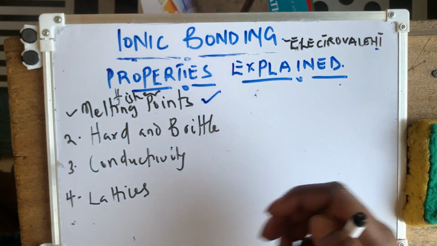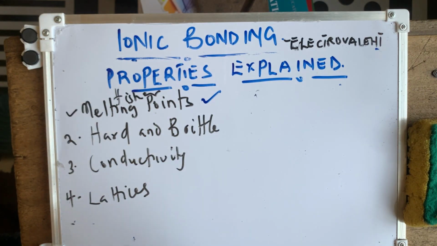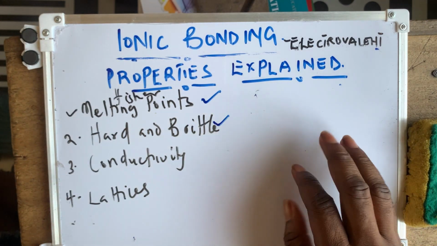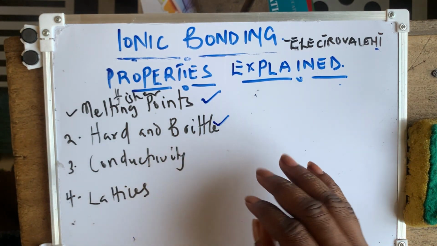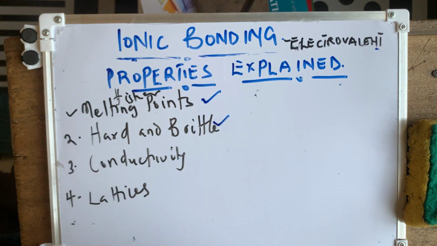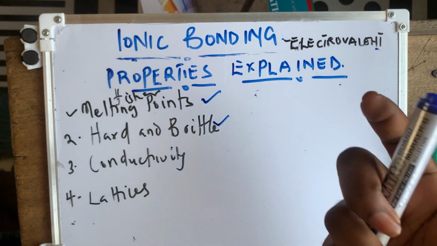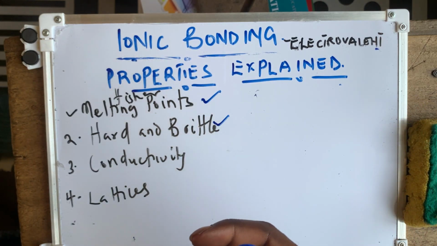All right. So now let's look at point 2, which is hard and brittle. Now, ionic compounds generally are hard. Why? Because of the lattices, the ionic networks that are formed, and the crystal lattices that are formed as well.